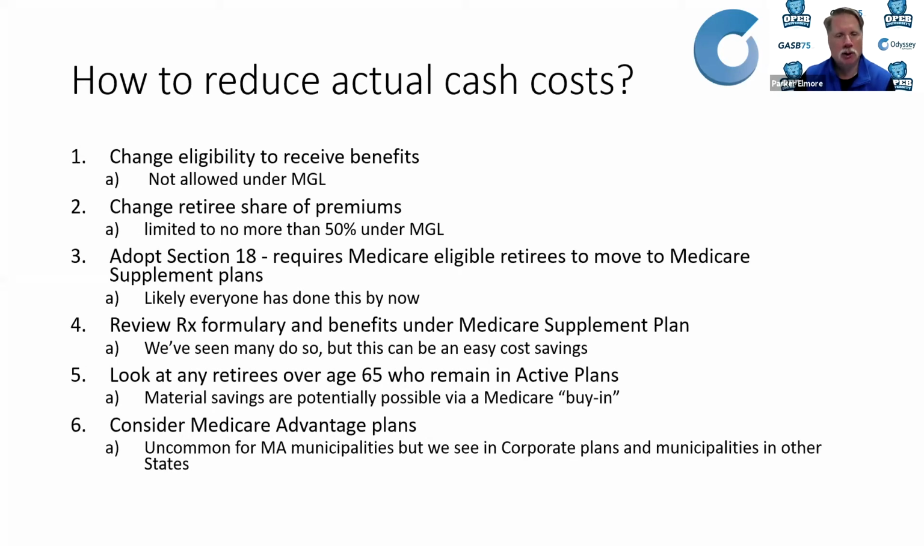Now we'll talk about really the two main things I want to talk about today. Look for any retirees who are over 65 and remain in the active plans. So you've got Jimmy or Mary, who was a teacher back in the early 1980s, hung around for a long time. They left. They never paid into Medicare. There are things you can do to basically buy them into Medicare coverage, which will significantly reduce your costs potentially. Also, Medicare Advantage plans are not real common in Massachusetts. We see them in other places around the country. They may make sense for you, but you just have to understand what they are.